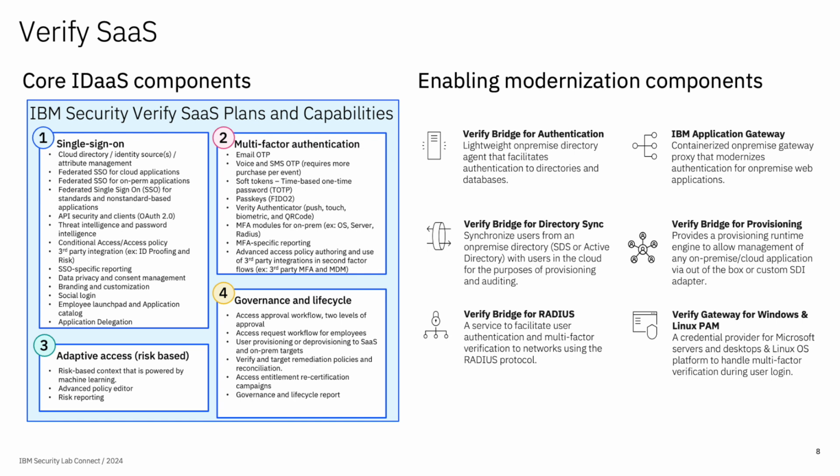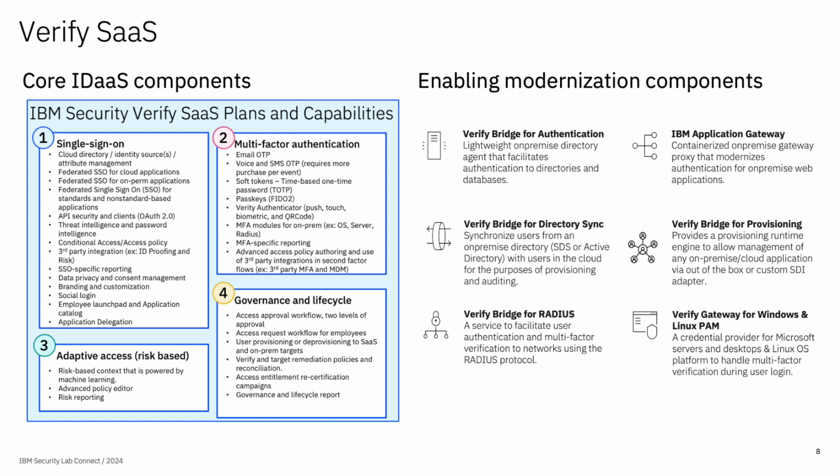use cases. The first one is Verify Bridge for authentication, which is a lightweight on-premise directory agent that facilitates authentication to on-premise directories. Then we have the Verify Bridge for provisioning, which provides provisioning runtime engine to allow management of on-premise targets while using out-of-the-box SDI adapters. These two components we'll be covering up in the demo today. Then next is IBM Application Gateway, which is a containerized on-premise gateway proxy that modernizes authentication for on-premise applications.